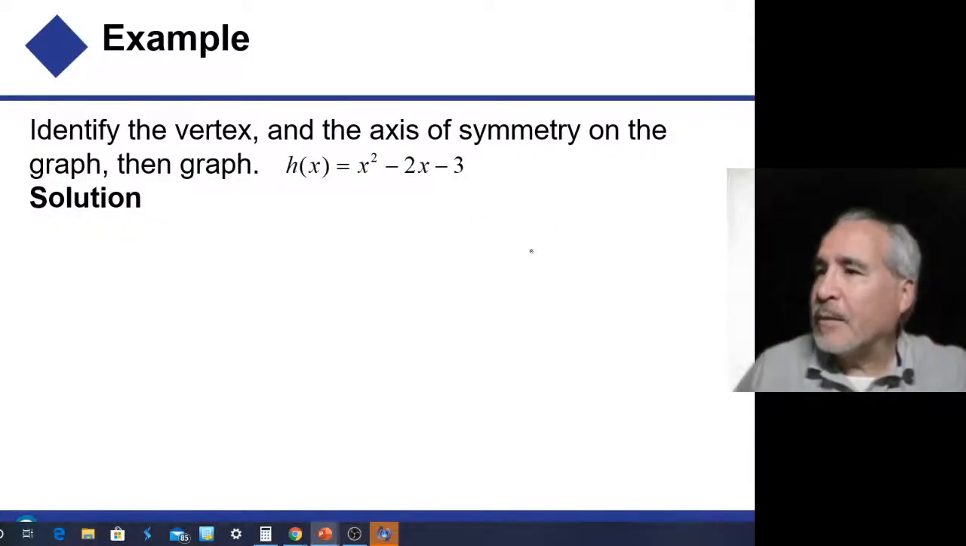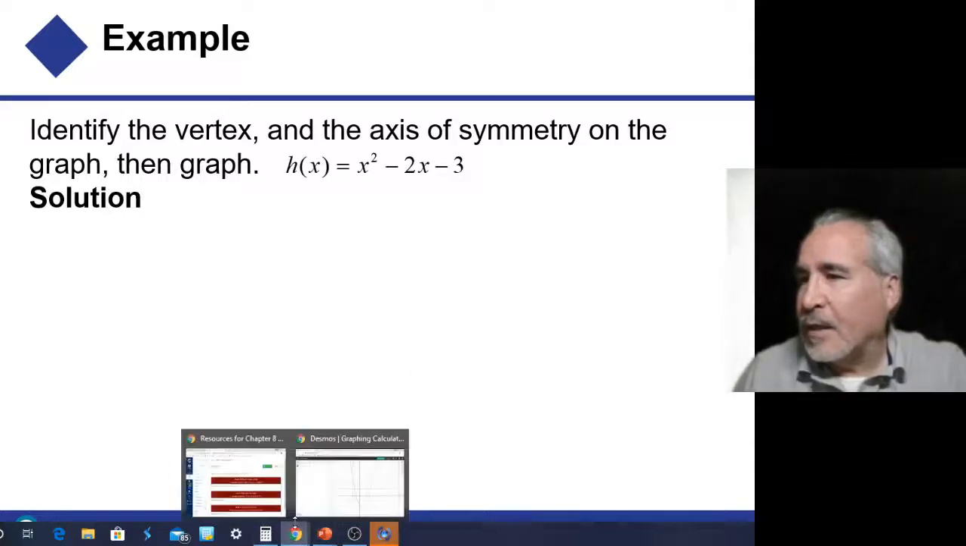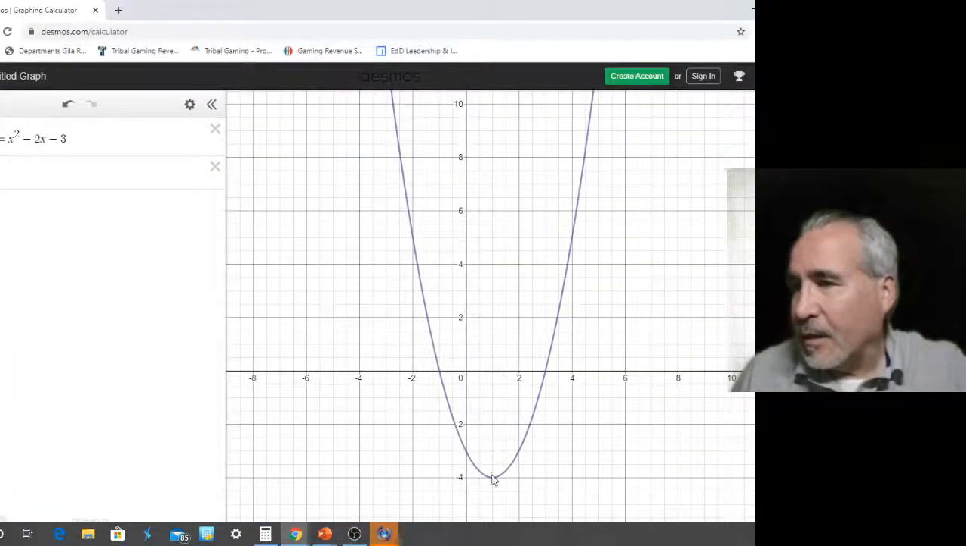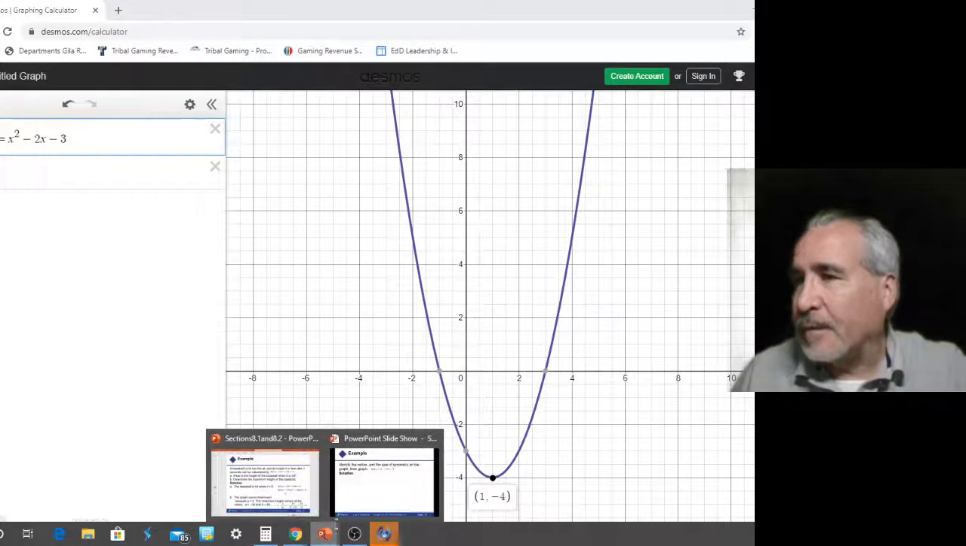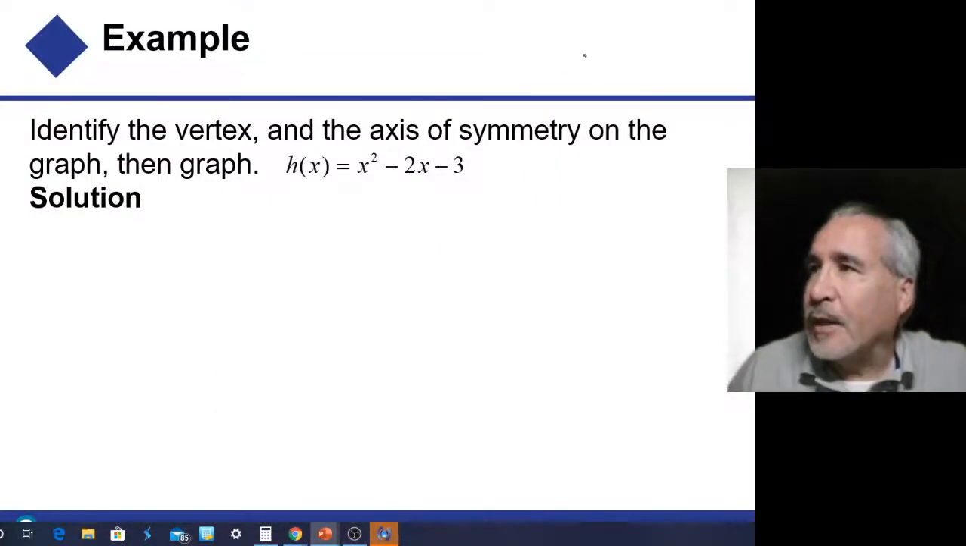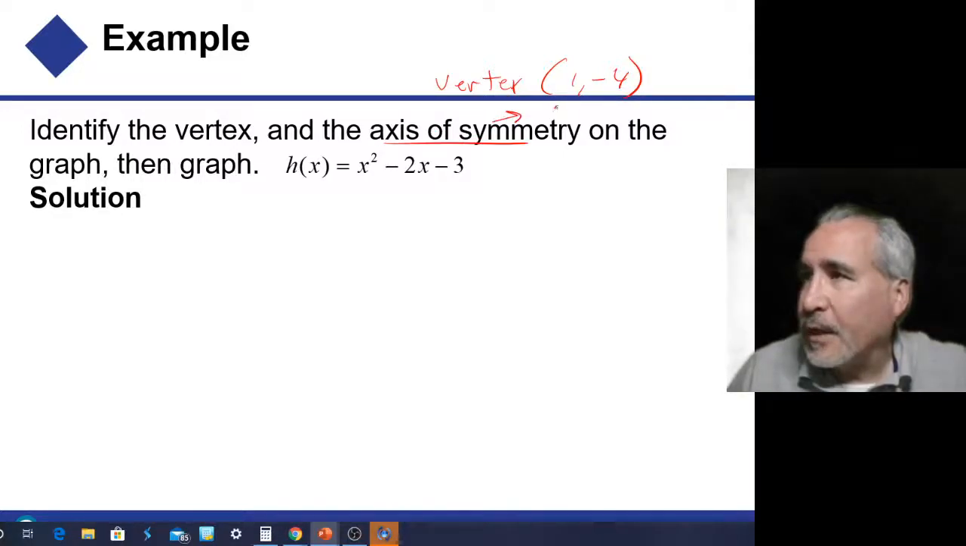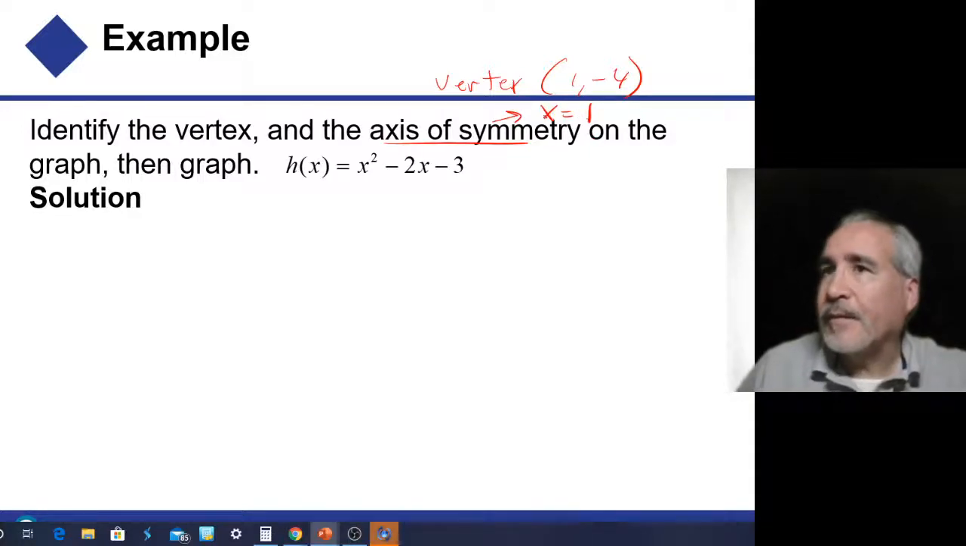So what did we come up with? Let's see again. 1, -4. 1, -4. So we come up with 1, -4 is our vertex. Axis of symmetry, x equals 1, the x coordinate. Okay, so we did that, and we've got the graph.